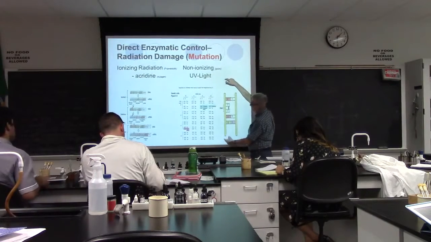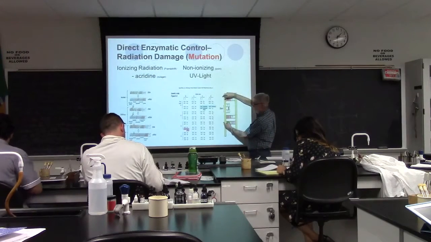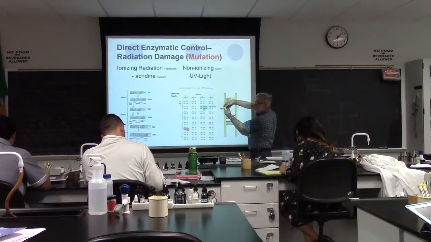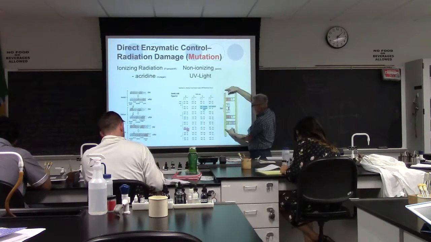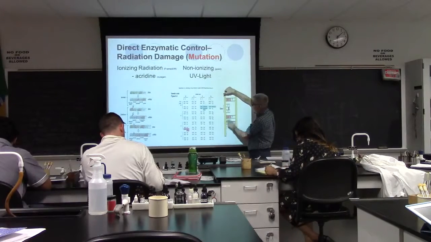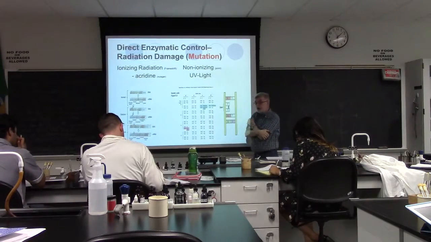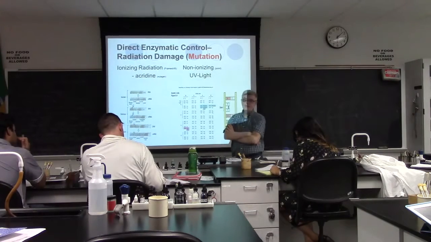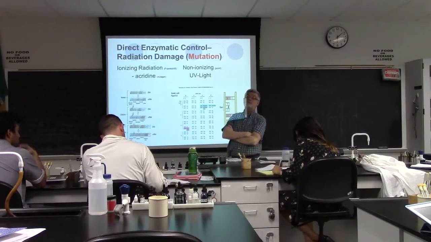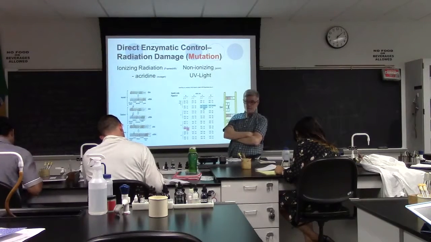They come in toward the damaged area. They see the damaged area. They back up 2 bases and excise the damaged area, cut it, and then resynthesize it using the other strand. And that's called dark repair or excision repair, and it requires several enzymes, not just one.